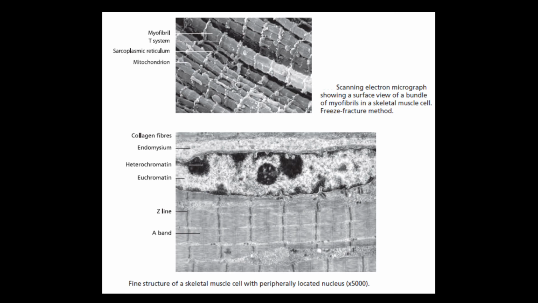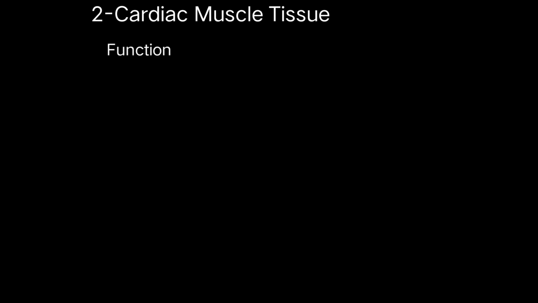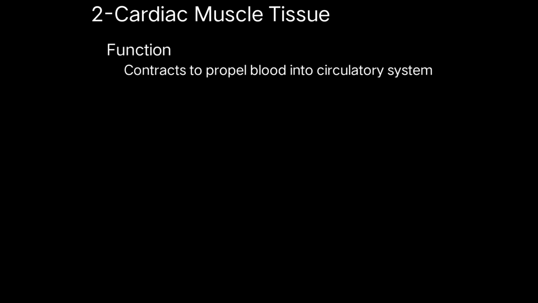This is the electron microscopic photograph showing you the myofibrils, T system, sarcoplasmic reticulum, mitochondria, and the scanning electron microscopic photograph appears like this. We can see the heterochromatin and euchromatin inside the nucleus, which has the chromatin material, and collagen fiber of the endomysium is also there, and we can see the Z line and A band appear in the electron microscopic photographs.